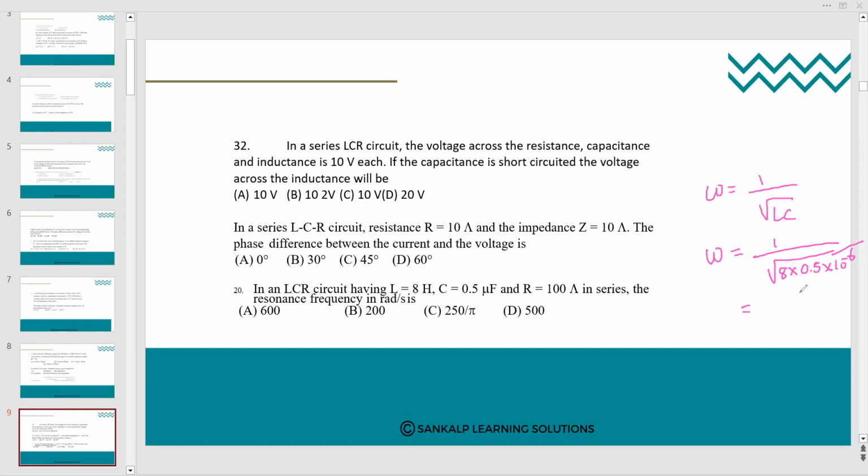Okay. So therefore, this is equal to 1 divided by under root of 8 into 0.5 into 10 raised to minus 6. So that is nothing but what? 2 into 10 raised to minus 3. 1 divided by 2 into 10 raised to minus 3. So 1 divided by 2 is nothing but what? 500 radian per second. It is 500 radian per second. So that is nothing but option D is the correct option here. Option D is the correct option. Okay.